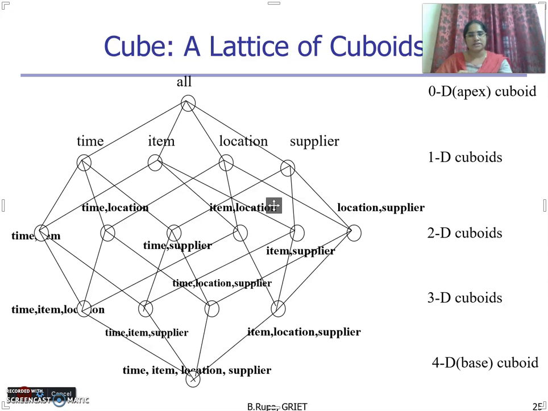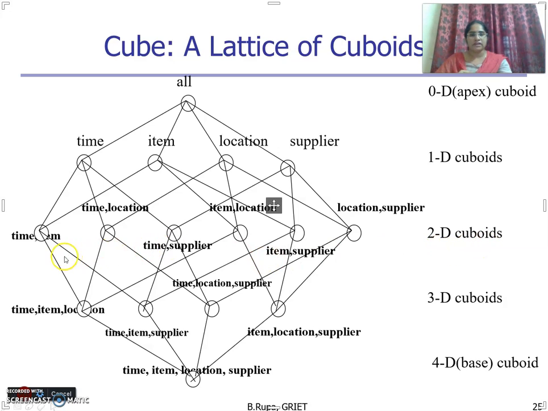Let us observe this diagram. We have the topmost 0-dimension, which we call the apex cuboid, and the lowest level, which we call the base cuboid here. We have dimensions as time, item, location, supplier, and that comes under the one-dimensional view. When we combine 2 dimensions, it comes under the 2D cuboid. We can combine time and item, time and location, item and location, location and supplier. Like that, it forms the 2D cuboids.